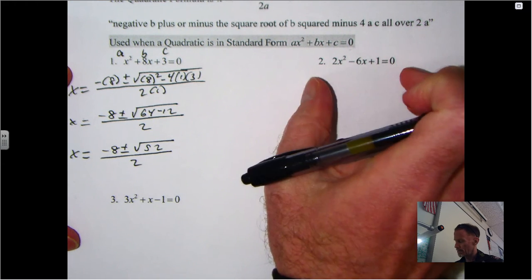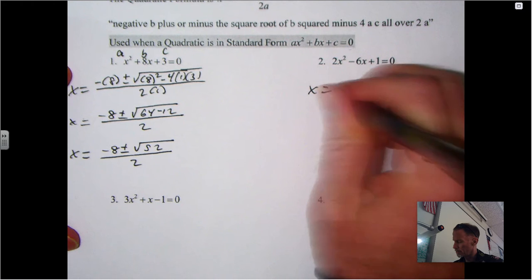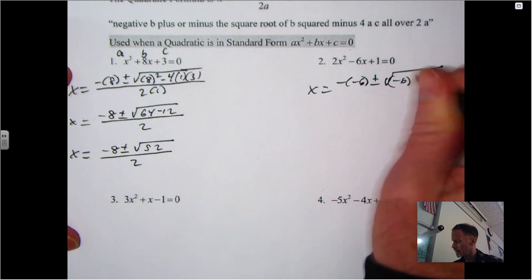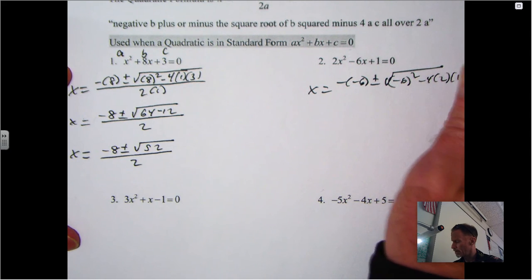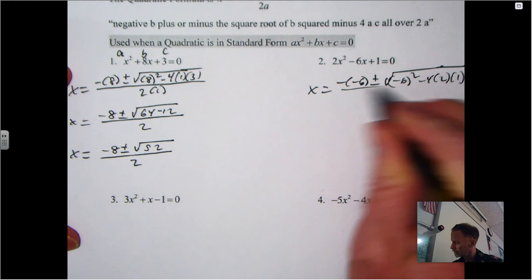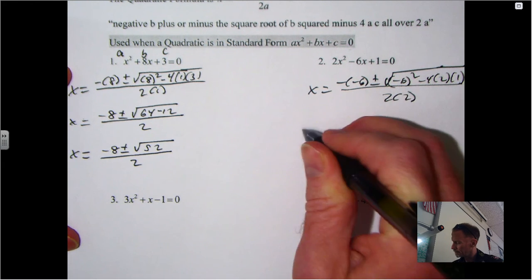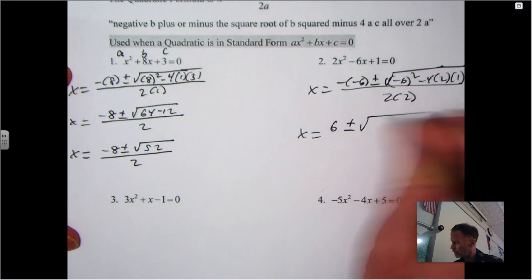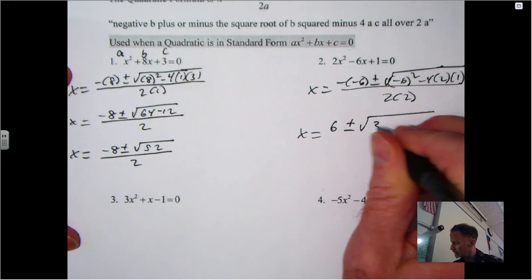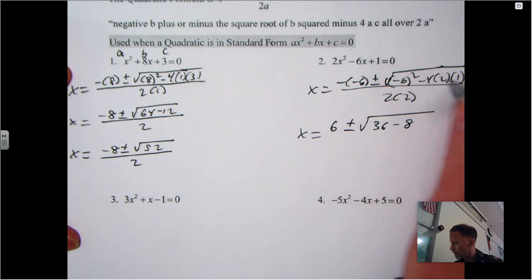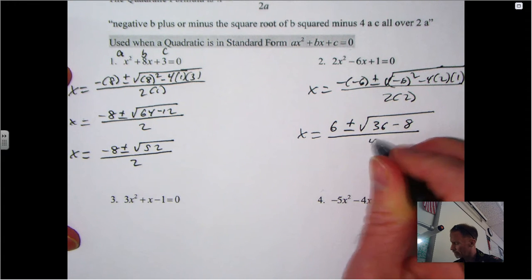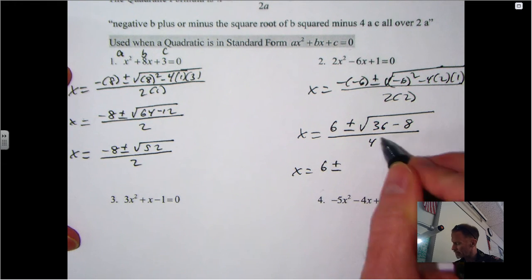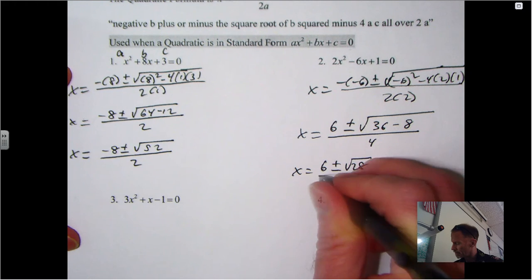Okay, so for this one, again, we're just plugging in all the numbers. So x equals -6 plus or minus the square root of (-6) squared minus 4 times 2 times 1, all over 2 times 2. And again, watch your sign. So it's going to be +6 plus or minus the square root of 36 minus 8. Remember, anything squared is always positive, all over 4. So x equals 6 plus or minus the square root of 28, all divided by 4.